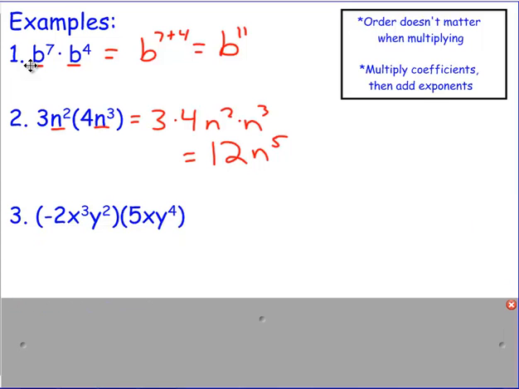A little bit more difficult example because of the negative, but again, the same idea. I have a negative 2 times 5, which gives me a negative 10. Then I have to take care of like bases. So notice, I'm only going to deal with the x's. The exponent here would be a 3. The exponent that is not written but understood there would be a 1. So notice I have x to the third times x to the first. That gives us x to the fourth. And then I have y squared and y to the fourth, which gives us y to the sixth.